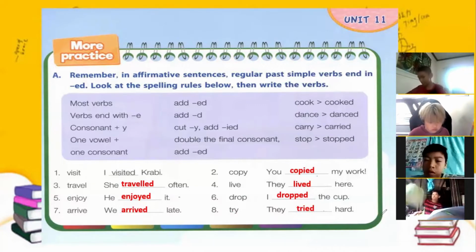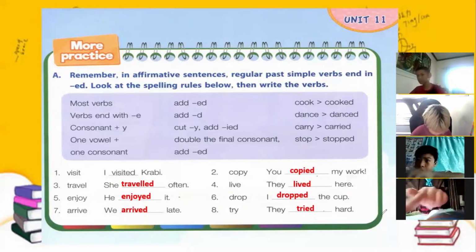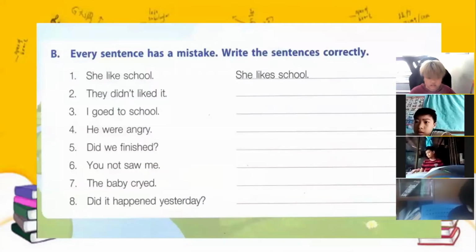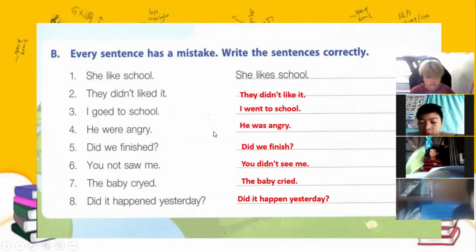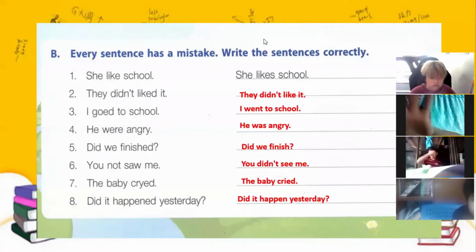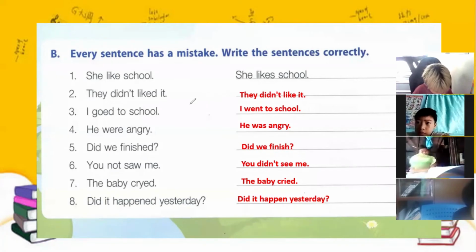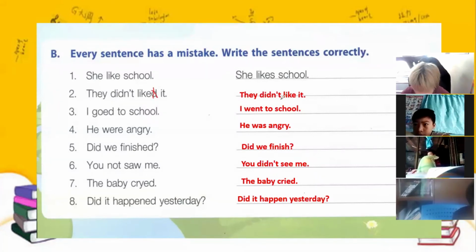Very good. Okay, students. So here we have some more sentences. But we are running out of time, so you can solve them by yourself as well. I already solved them for you here. I'll just go through them straight away. So here, sentence number one, they have a mistake. So she liked school, right? So the correct sentence is she likes school. Second sentence, they didn't like it. So actually, we're not going to add D. So the correct sentence in the negative is they didn't like it.